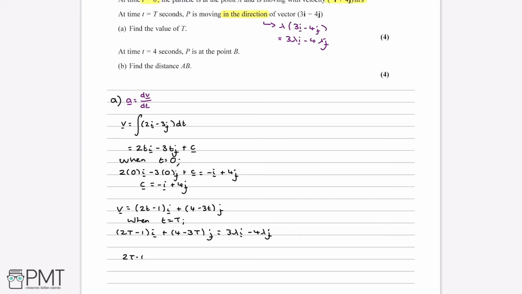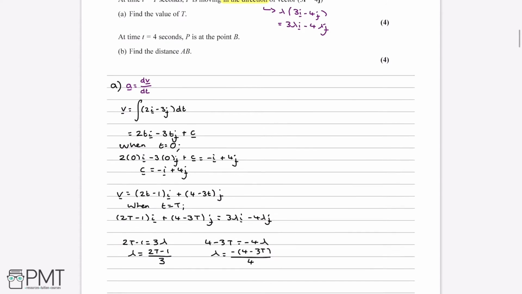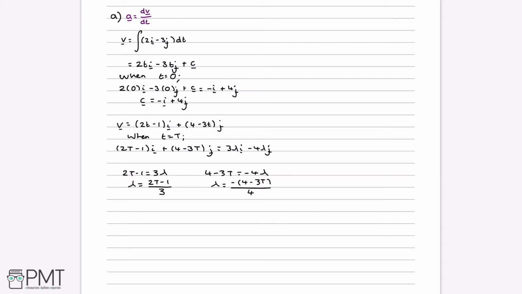So if 2t minus 1 has to be equal to 3 lambda, and 4 minus 3t has to be equal to minus 4 lambda, if we rearrange both of these, where lambda is the subject, we have that lambda is equal to 2t minus 1 divided by 3, if we just divide both sides by 3, and here lambda is equal to minus 4 minus 3t all over 4, if we divide by minus 4. We now have two expressions that both have lambda equals at the start of them, which means that we can set, if we call this equation 1 and this equation 2, equation 1 equal to equation 2.